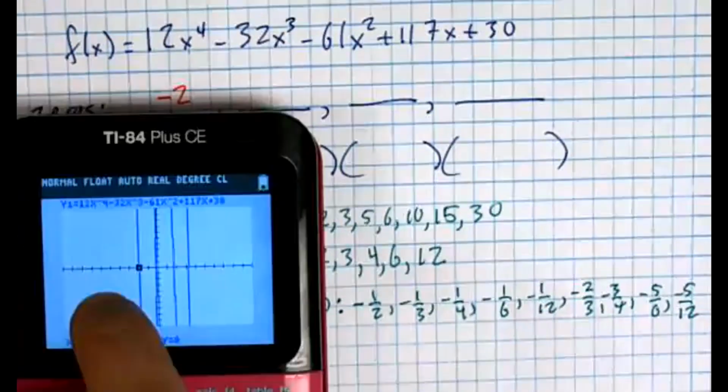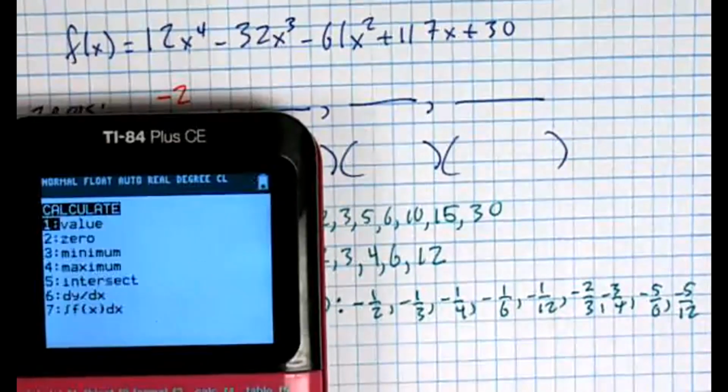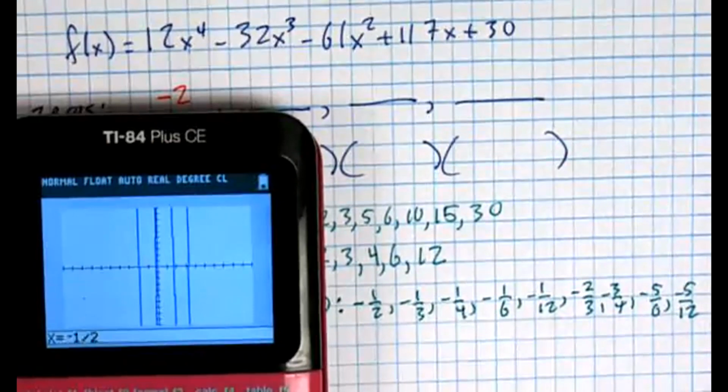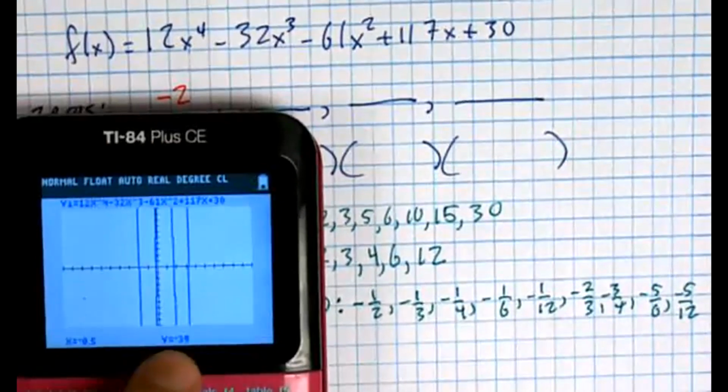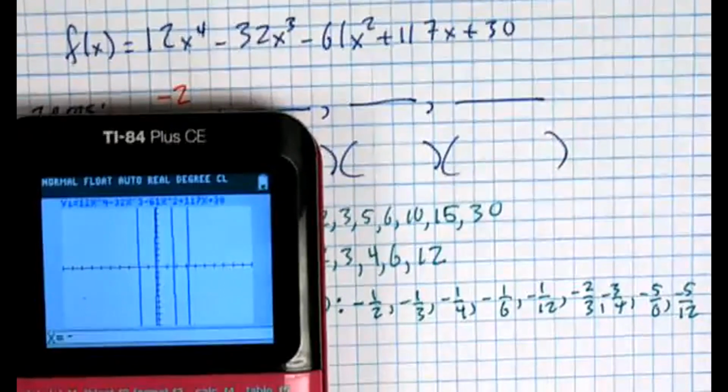But we can try these. It wouldn't take too long. Just second calc, value, -1/2. Enter. Does that give us a y of 0? Nope. Then keep going. Oh, here's a little shortcut for you. If you just did second calc, you can just go ahead and type another number in. You don't have to go back and do it again. So after you hit enter, for your first x value, you can just type another x value in and hit enter, and it will do it again.